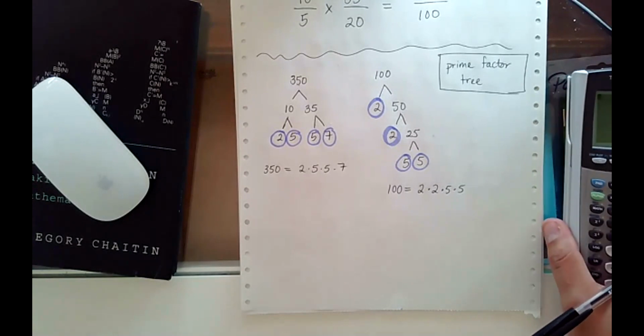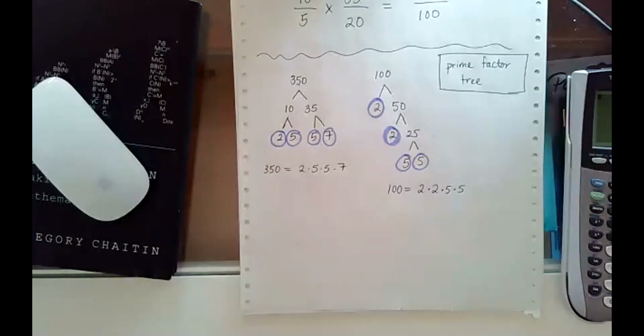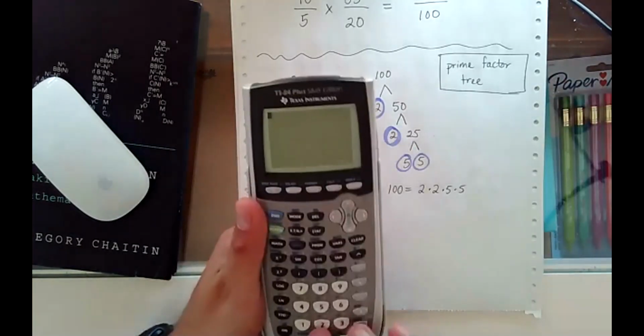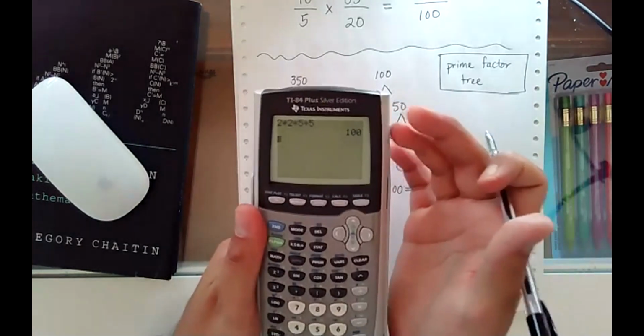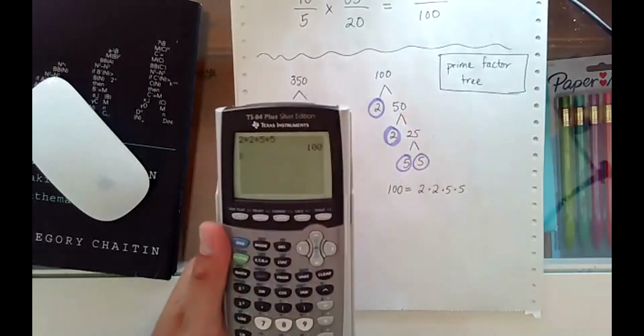And this is called prime factorization, or you could say just making prime factor trees. And again, we could do 2 times 2 times 5 times 5 in the calculator to verify that that is equal to 100.